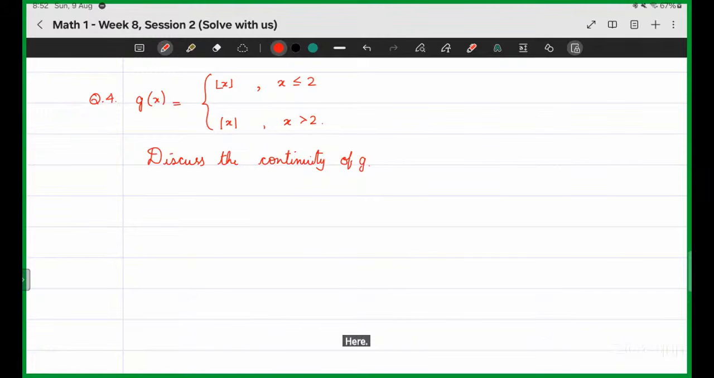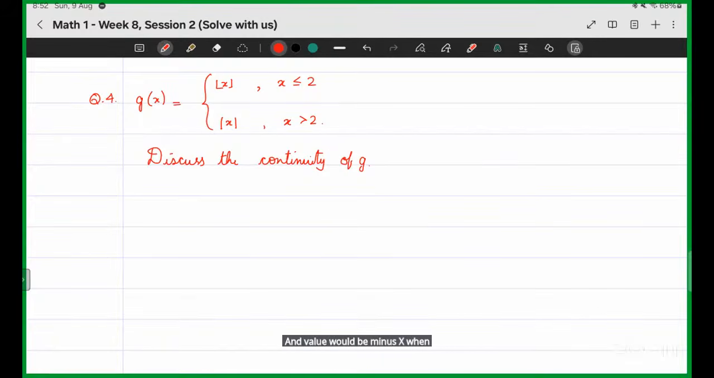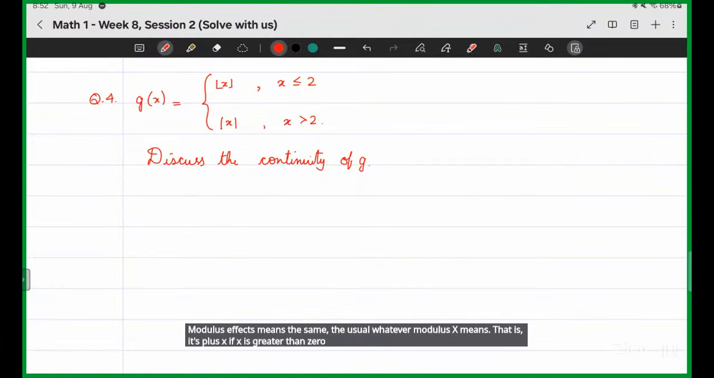Here one thing, sir, mod x. Here it is given that x greater than 2. Yes. So when we define this function without this mod, it means that the value would be x when x is greater than 2, and value would be minus x when x less than 2. No, modulus of x means the usual, whatever modulus of x means. That is, it's plus x if x is greater than 0, it's minus x if x is less than 0. Okay.